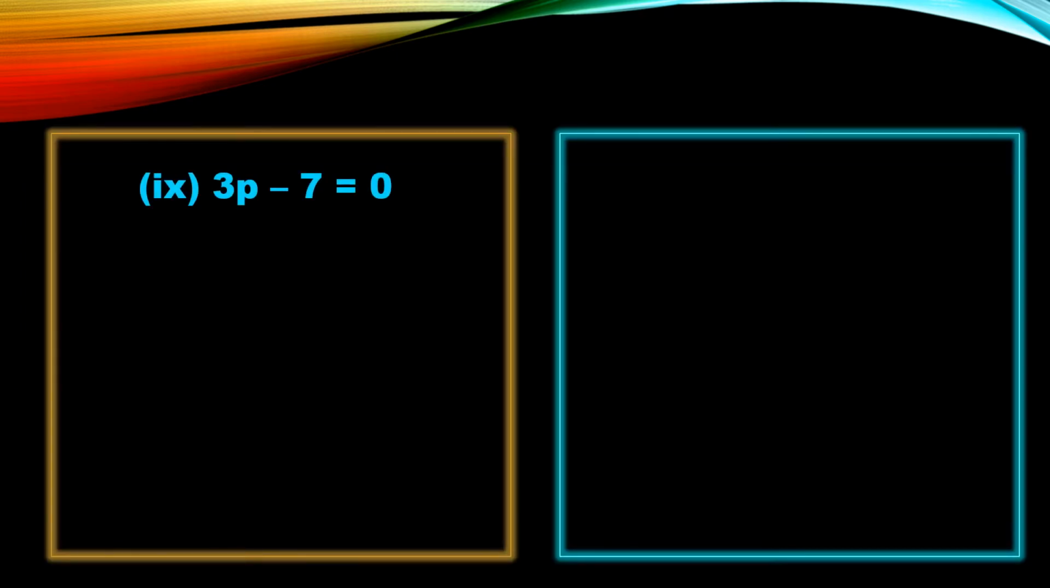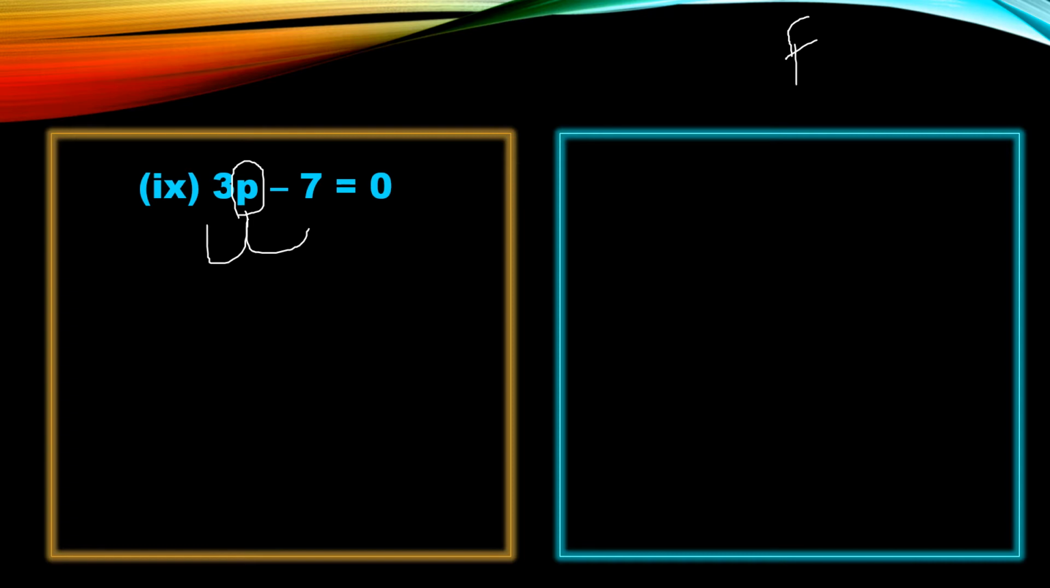Okay. Ninth problem. 3p minus 7 equals to 0. Remember one thing. Whatever variable is there, that value we have to find out. First step is we need to find out the value of the variable. For this, whatever is there with the variable should not be there with the variable now. We should cut the connection with the variable. They should be sent to the other side.